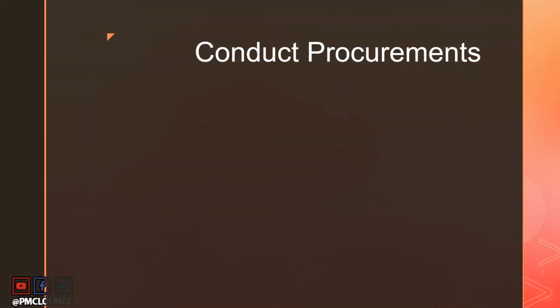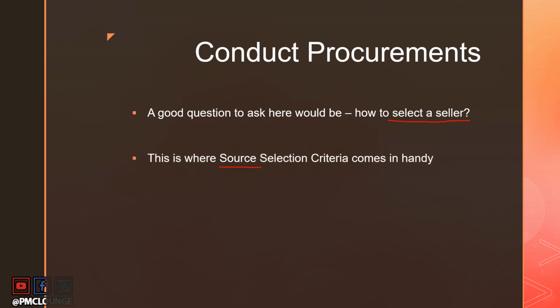All right, moving on with our discussion. We talked about the three steps, right? A good question that you can ask is, how did you select a seller? You obtained the responses and then you selected a seller, so how did you do that? This is where the source selection criteria comes in handy. This is something we have already discussed. The source selection criteria is a document which is an output of the Plan Procurement Management process. It contains the criteria of how you're going to select a source, a seller, or a contractor.